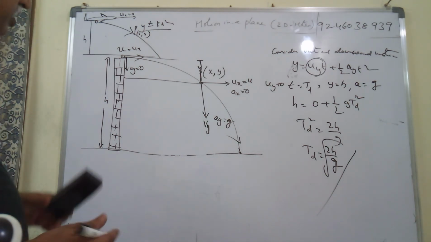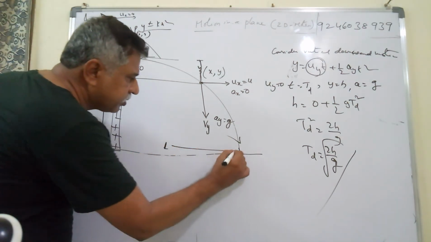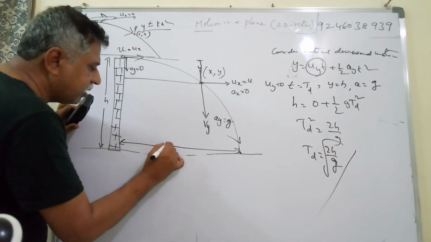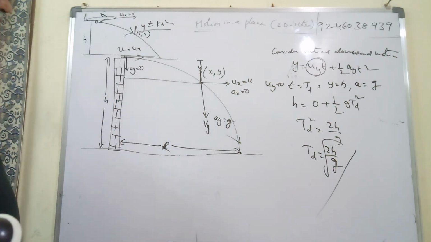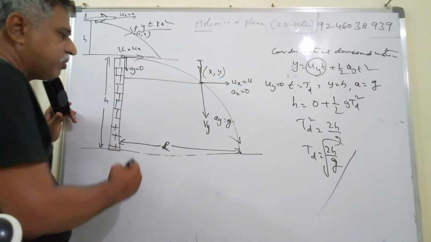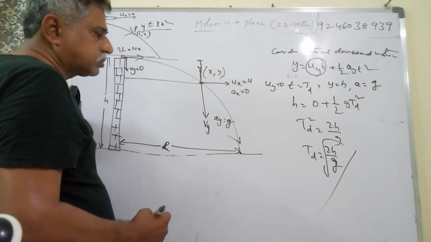Next one, range. Range means this is the range: the horizontal distance travelled before reaching the foot of the tower, before reaching the ground.